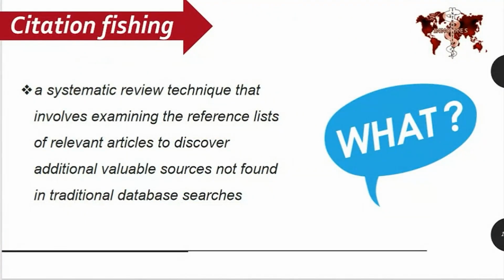So, what is citation fishing? It's a systematic review technique that involves examining the reference list of relevant articles to discover additional valuable sources not found in traditional database searches.